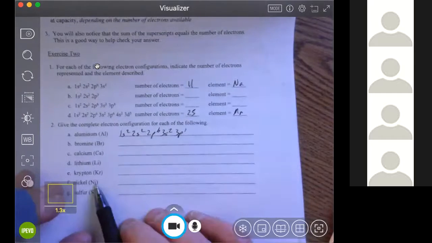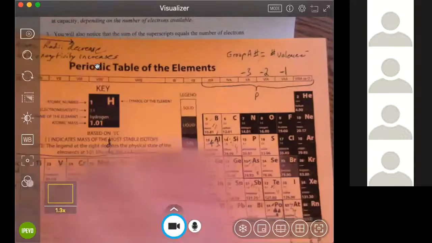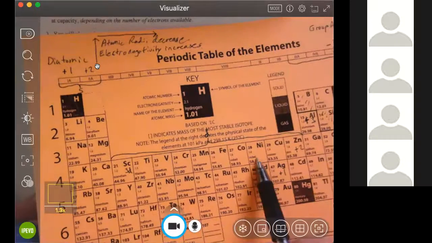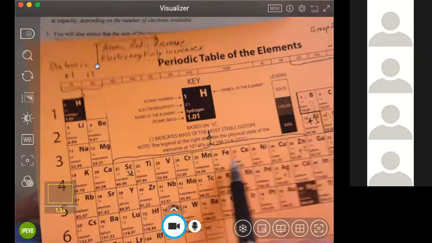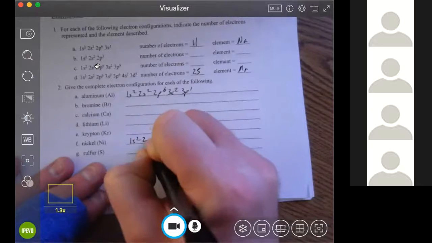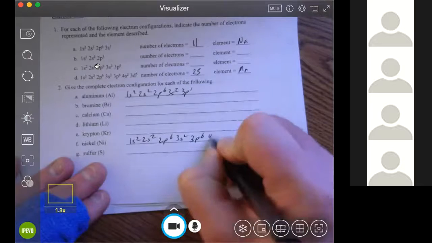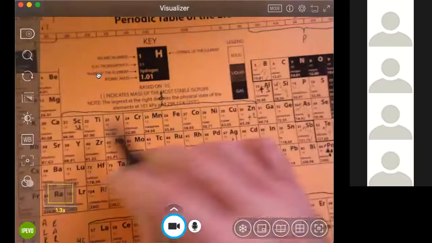Let's do nickel. 1s2, 2s2, 2p6, 3s2, 3p6, 4s2. Nickel's right here. Remember, d's are always one behind. 3d, 1, 2, 3, 4, 5, 6, 7, 8. 3d8. Nickel: 1s2, 2s2, 2p6, 3s2, 3p6, 4s2, 3d, 2, 4, 6, 8. 3d8.